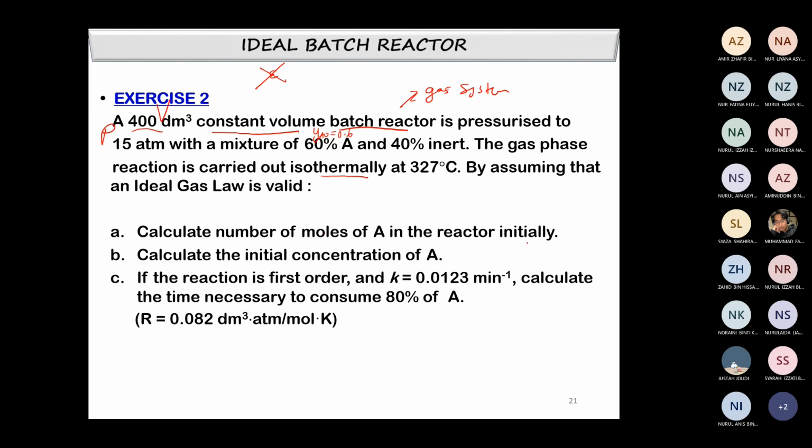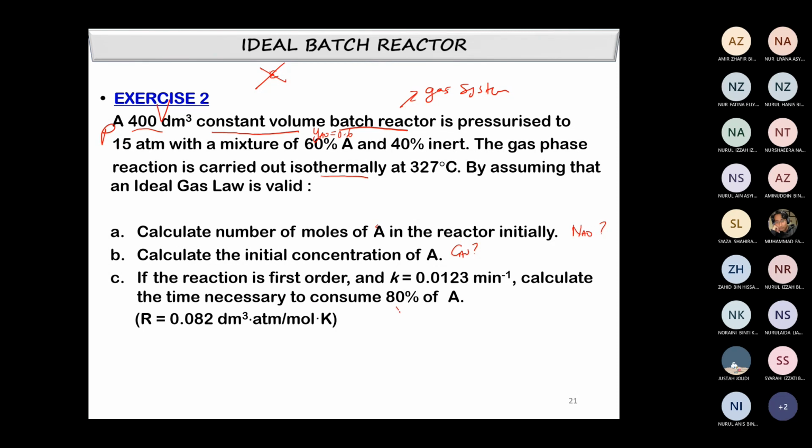So you kena dapat what is NA0. Then calculate the initial concentration of A. So what is CA0? Kita tak tahu. Lepas tu kita kena cari, calculate the time necessary to consume 80% of A.